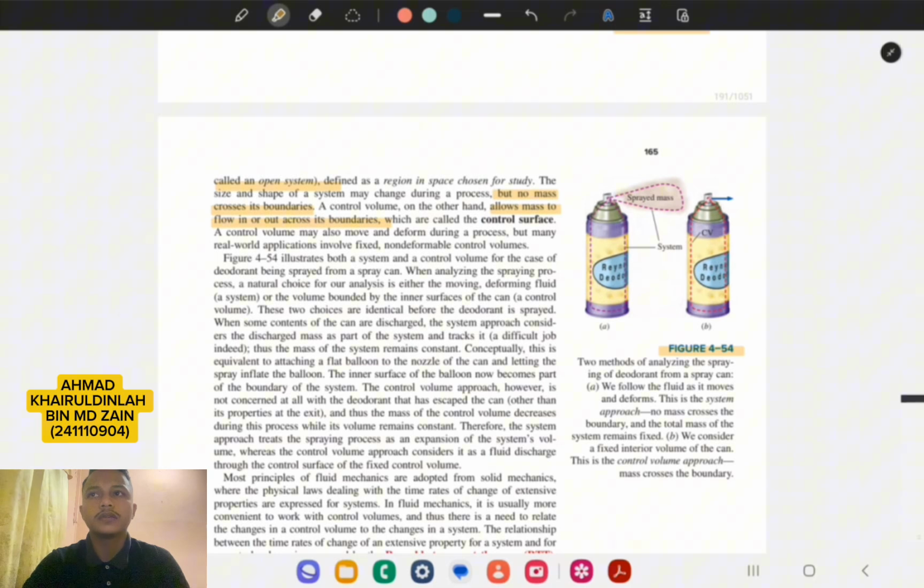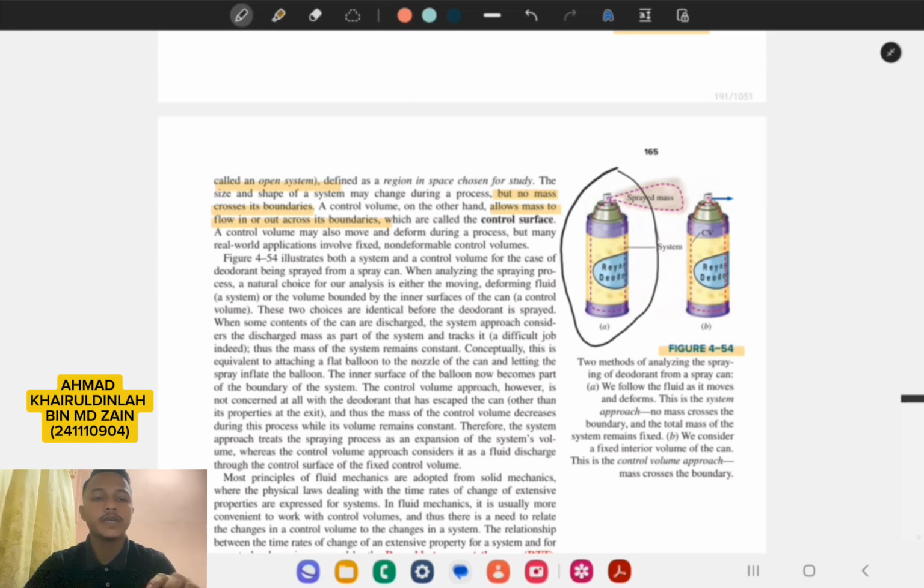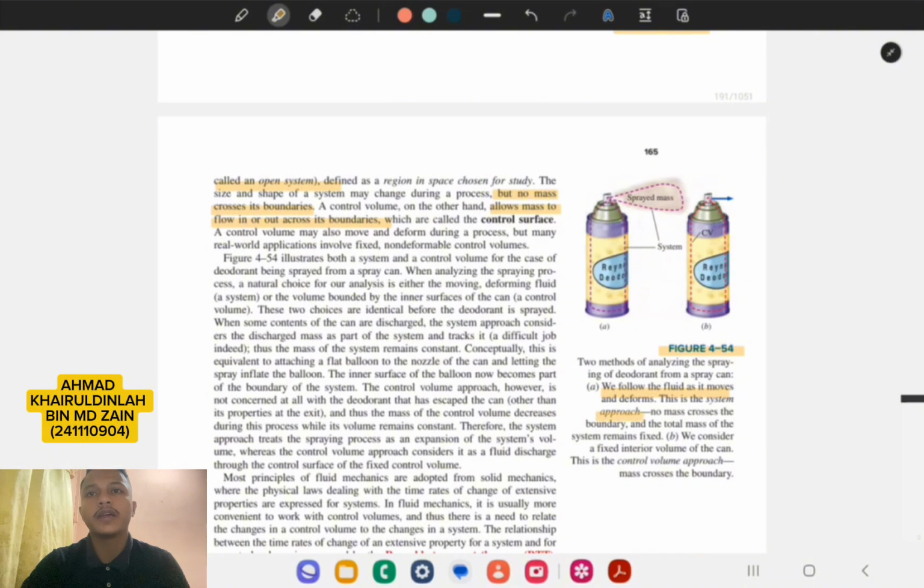So we can look at the example, figure 4-54. There are two methods of analyzing the spraying of deodorant from a can. So we know that the can is a system. This is because the mass cannot flow out or cross the boundary. And then we follow the fluid as it moves and deforms. This is the system approach. So there is no mass crossing the boundary, and the total mass of the system remains fixed. So this is before we spray the deodorant.